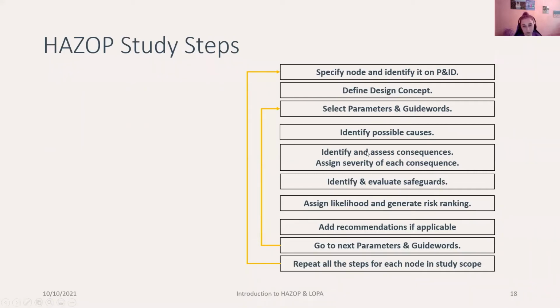Risk rank your possible cause. So you already have the severity of your consequence. You have identified the safeguards which will eliminate the likelihood, and then you are assigning the likelihood for the cause, taking into account the safeguards which are already installed and already in place.